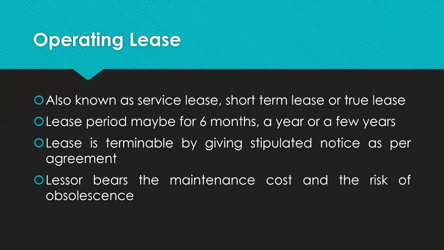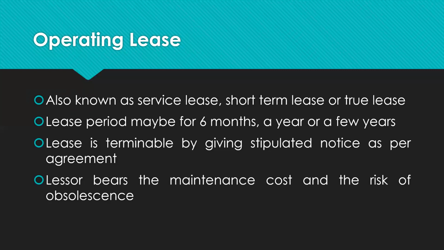Now coming to what is operating lease. Operating lease is short term and it is used for only a particular period of time. It can be cancelled by both the lessor and lessee after giving a notice. So it is also known as service lease, short-term lease, or true lease. It is for a short period of time like 6 months or a year or a few years. Now lease is terminable by giving stipulated notice as I already explained.